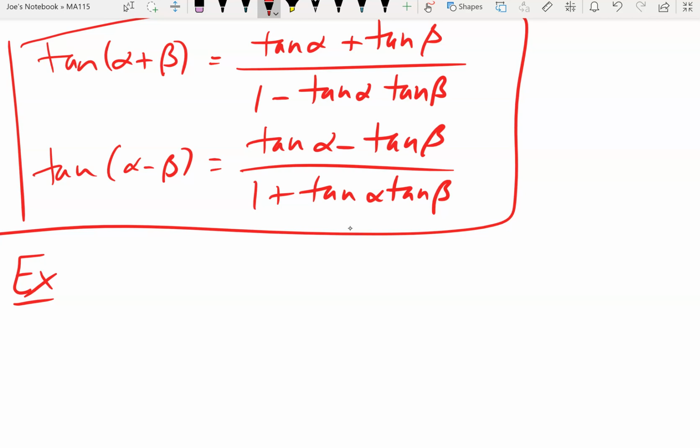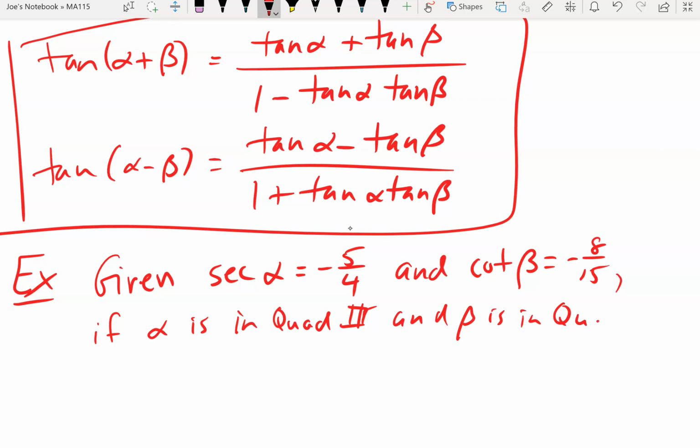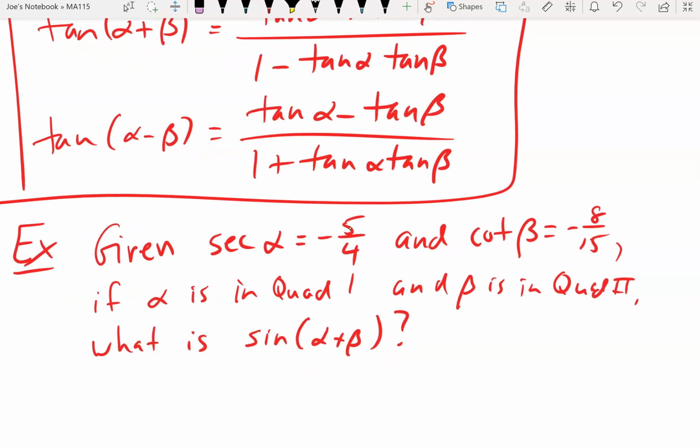Let's say I know that secant of alpha is -5 over 4, and cotangent of beta is -8 over 15. If alpha is in quadrant 3 and beta is in quadrant 2, what is sine of alpha plus beta? The first one says quadrant 3 and the second one says quadrant 2. Sorry.